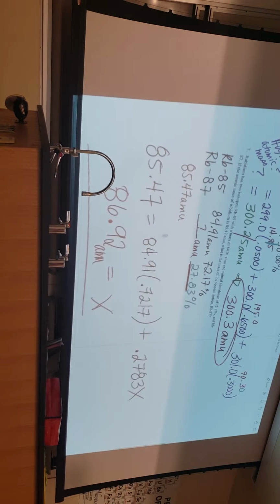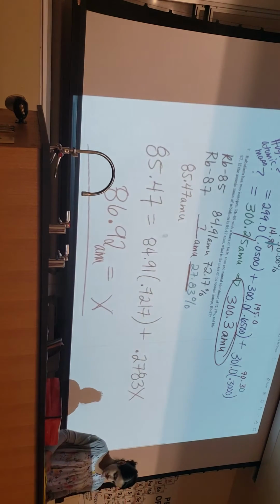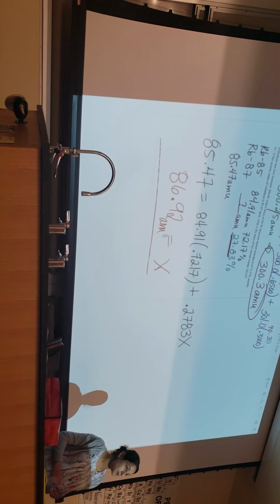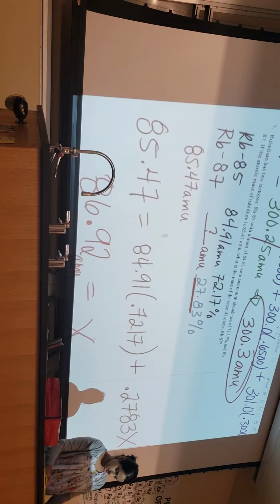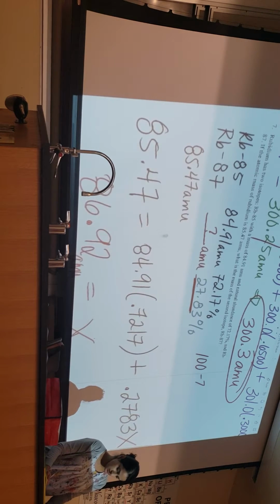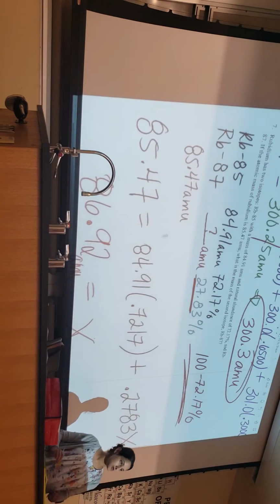You can have a situation where I don't give you either abundance, but you don't need to worry about that for that class. It's just doing a system of equations to figure it out, because you know both add up to 100. So to get the percentage on the second one, we just subtracted the 72.17 from 100? Yeah. Because it's a percentage, it's out of 100%.